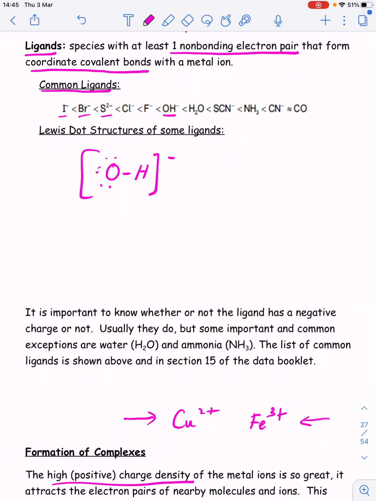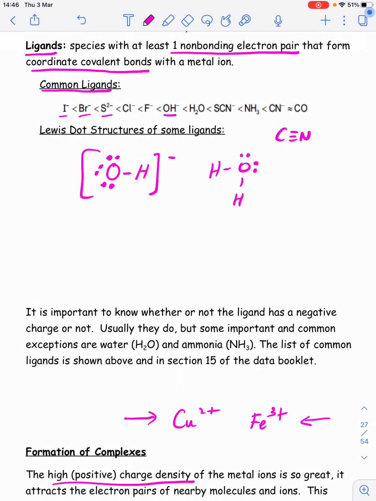Looks like this. Water, we know what water looks like. But the important thing is that we can draw them and that we can draw their lone pairs, because that's part of the definition of what makes a ligand. If you were asked to draw one of these things, you would definitely want to focus on the lone pairs that are on them. Cyanide, CN-, looks like this. Carbon monoxide looks like this. And SCN-, you can draw it a couple different ways, but this is one way that we could draw it.